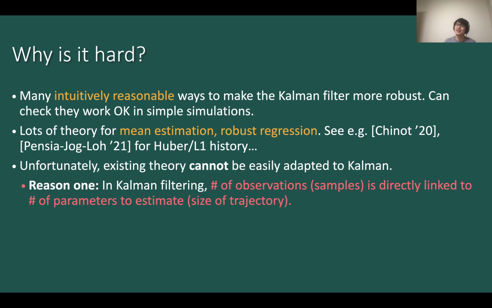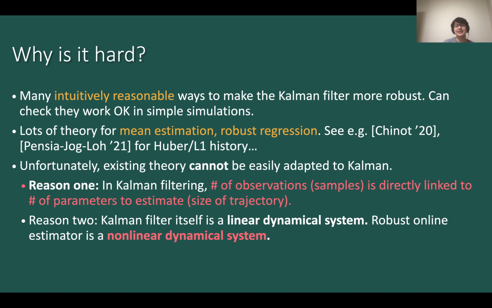And here is perhaps the main reason: Kalman filtering, fundamentally, the number of observations, or you can think samples, is directly linked to the complexity of what you want to estimate, which is the whole trajectory. Okay, so you don't have the situation where you have a fixed parameter like the mean and you take the number of samples to infinity. It's just not like that in Kalman filtering. And that is the main reason I think that you will run into trouble just trying to adopt theory for mean estimation to this problem.